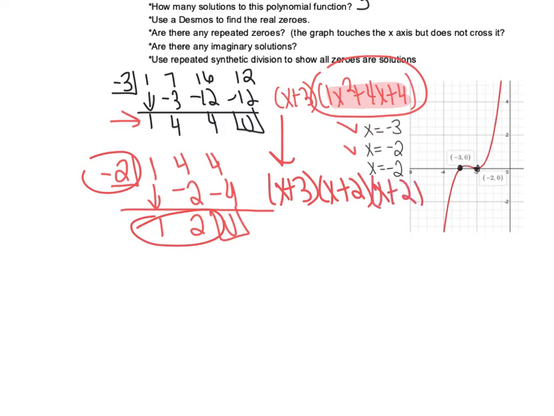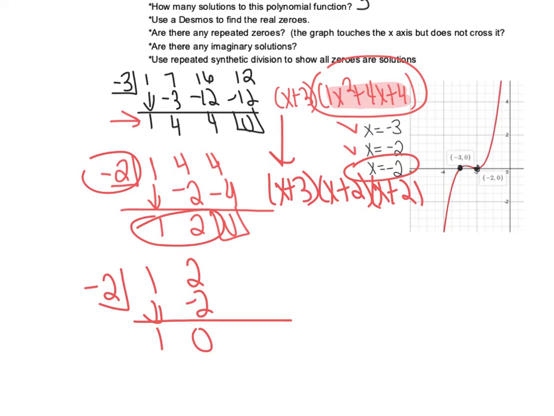But just to show that that's the case, we're going to take this last -2 and we are going to synthetically divide, bring down our 1, -2, 0. Okay, and all we are left with is 0, with a remainder of 0.